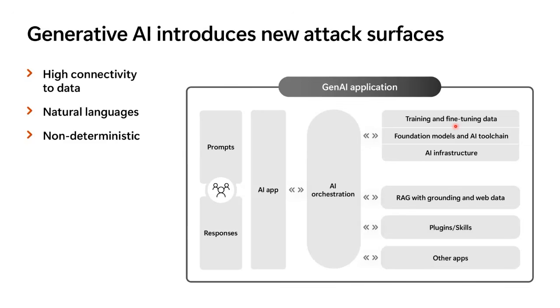Second, GenAI uses natural language. This is the new content, and the data generated by GenAI apps also needs to be protected and managed. Third, the output of the application itself is non-deterministic. What I mean by that is that each time you ask the questions, the answers could be different. Therefore, the behavior of the model can be manipulated with natural language prompts.